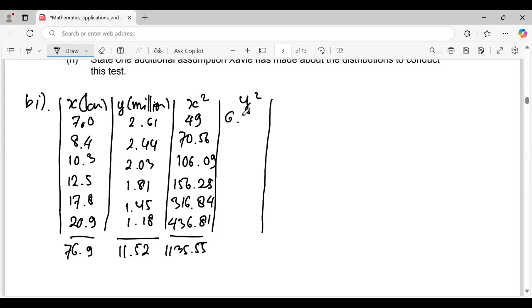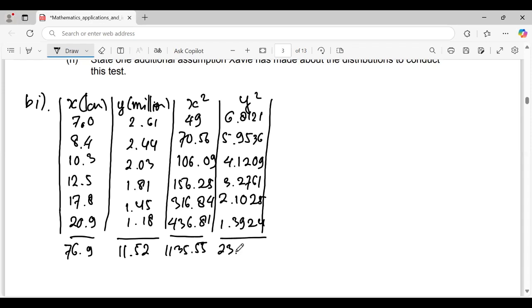After that, y squared, this column squared. 2.61 squared is 6.8121, this is data squared, then 5.9536, 4.1209, 3.2761, 2.1025, 1.3924. And the accumulation equals 23.6576.